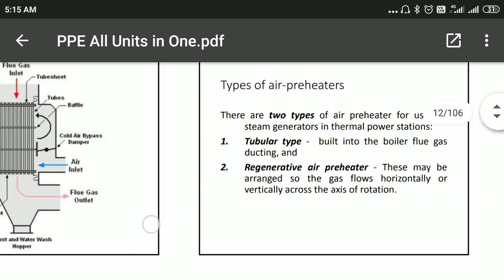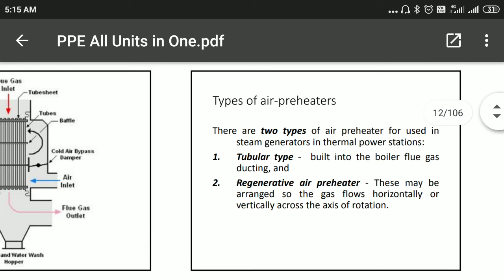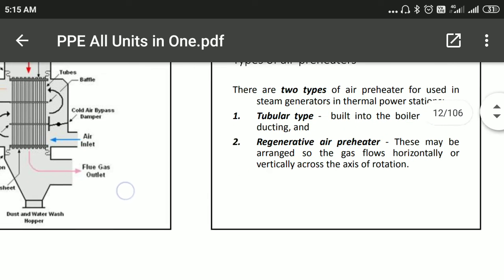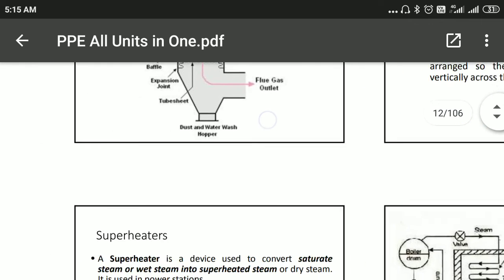If you see the types of preheater, there are mainly two types: the tubular type built into the boiler flue gas ducting, and the regenerative air preheater. This may be arranged so that gas flows horizontally or vertically across the axis.